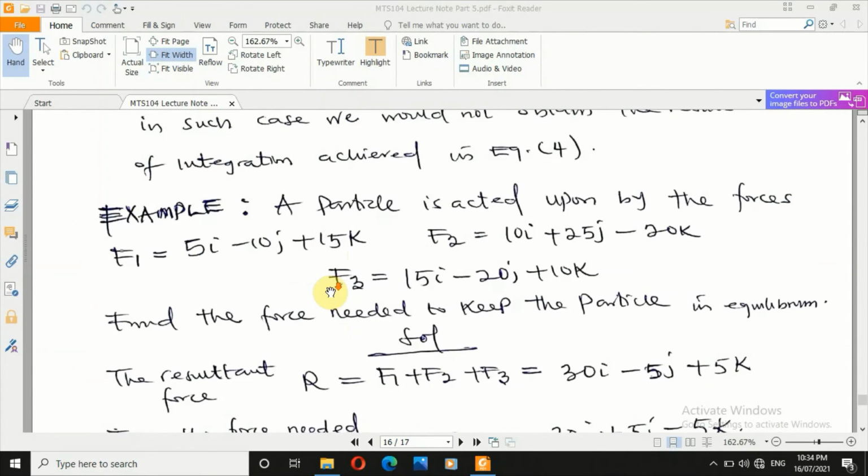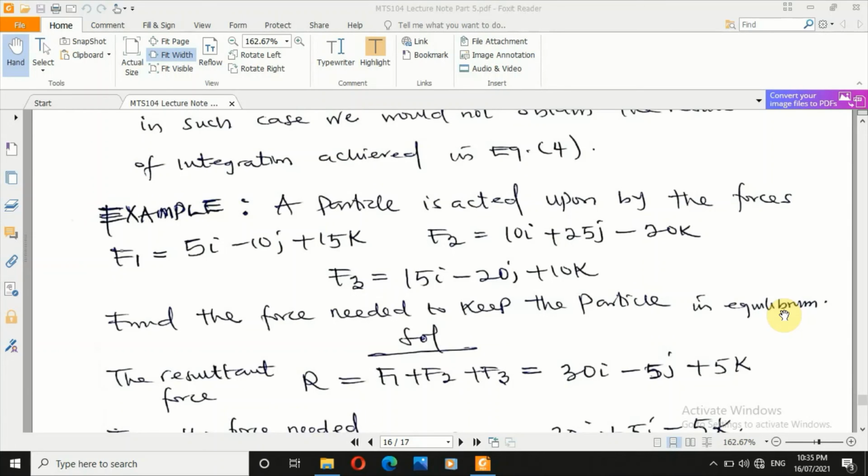So let's go to the next example now. A particle is acted upon by the forces force 1, force 2, force 3. We are asked to find the force needed to keep the particle in equilibrium. If you look at this, we are interested in finding the amount of force that will make the particle be in equilibrium. And it's very simple.